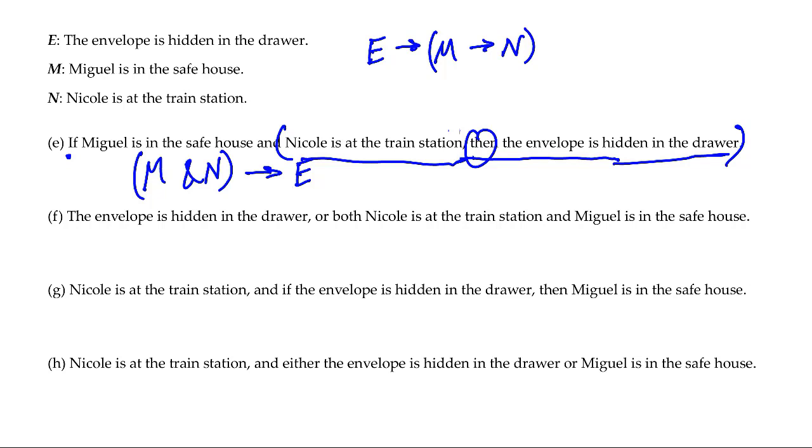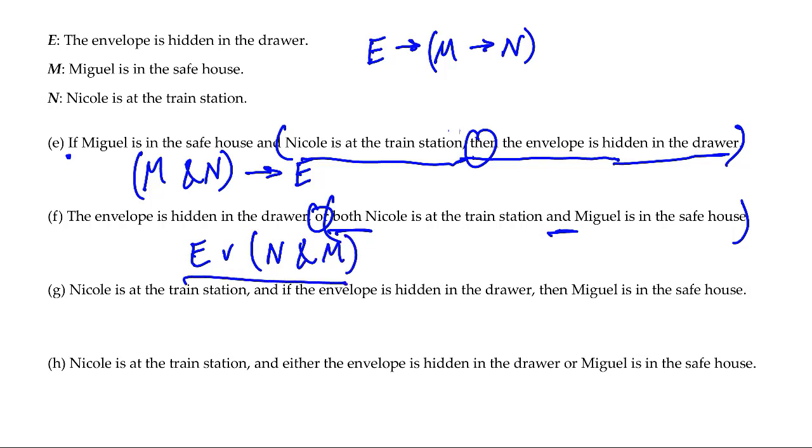Okay, so both means that the conjunction is starting, and so this whole thing has to be one chunk, or one part of our sentence, and then we've got an or here. So we start at the left, we're going to have E or parentheses N and M close parentheses. But we can also put parentheses around the whole thing. Okay, so that's the answer.